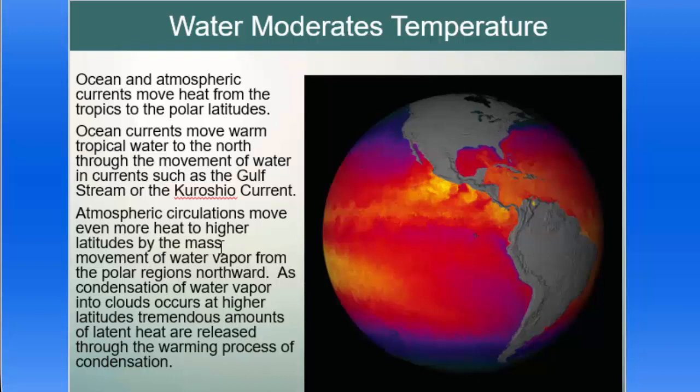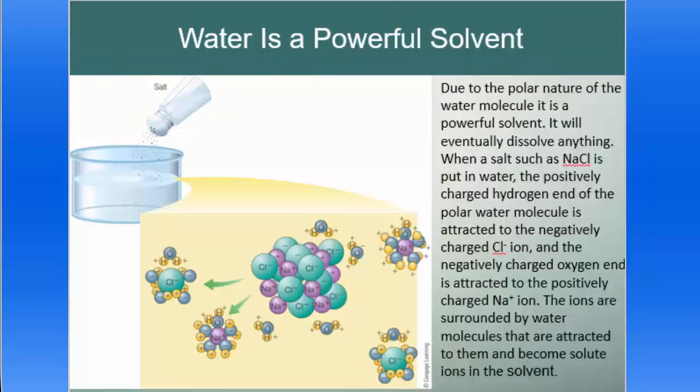So atmospheric circulations move even more heat to higher latitudes by the mass movement of water vapor. You evaporate all this water down by the equator, then you move it north, and when condensation occurs, it releases that heat. As condensation of water vapor into clouds occurs at higher latitudes, tremendous amounts of latent heat are released through the warming process of condensation.